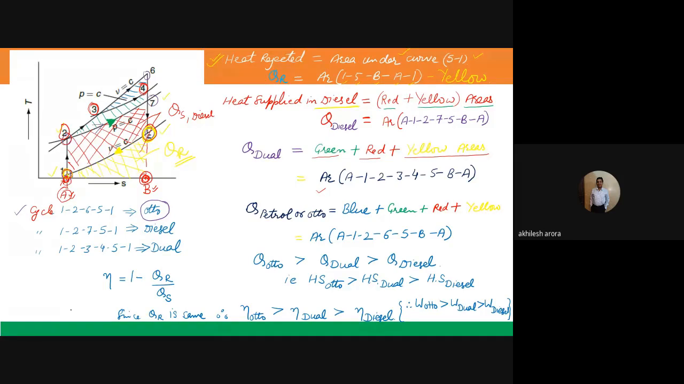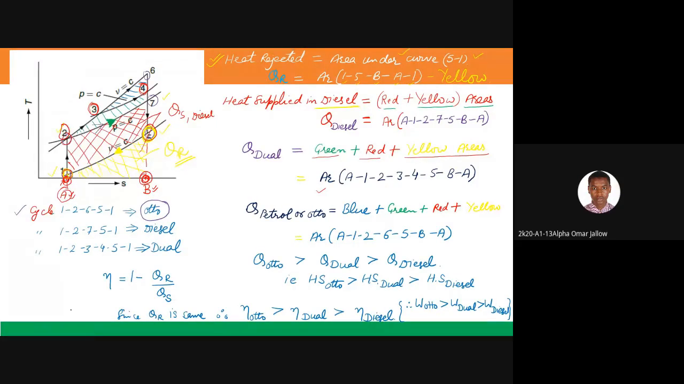Now, can you tell me, if I compare the heat supplied in dual cycle with respect to heat supplied in diesel cycle, which is more? Can somebody answer me? I have discussed the heat supply in diesel cycle and dual cycle. So in which case is the heat supplied more, the diesel cycle or the dual cycle? In case of dual cycle, sir. Dual cycle, it's more.